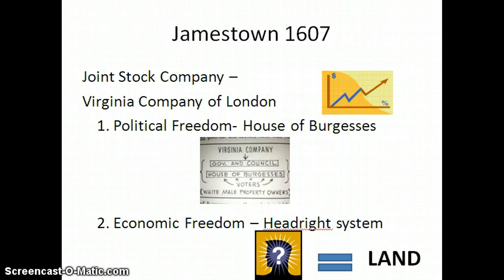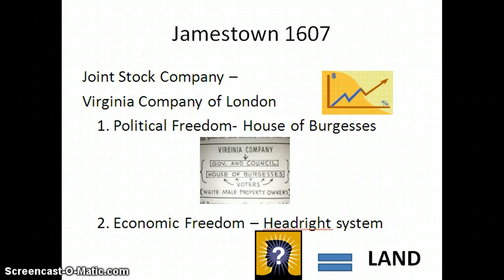The first settlement we're going to talk about is Jamestown, 1607. Jamestown is our first permanent English settlement in the New World. It was started by a corporate colony. The joint stock company was called Virginia Company of London, and this company had gotten a charter from the king. The purpose of the colony was to make a profit.